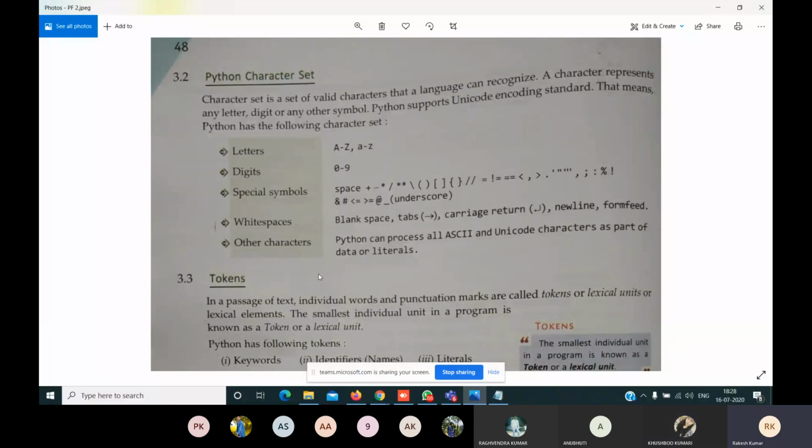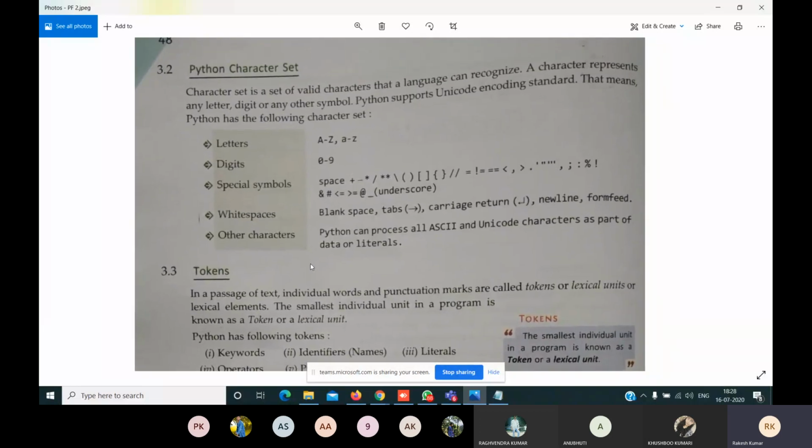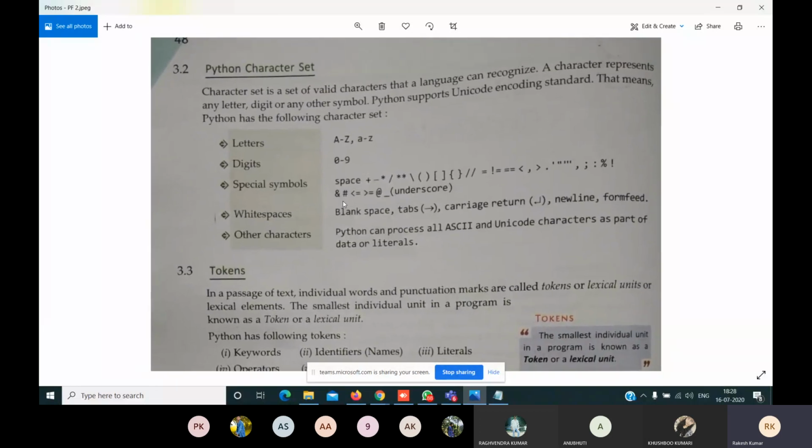Then we move next. Python character set: Python has its own character set using Unicode encoding standards. If someone asks what character set or encoding standard is used in Python, you give the answer Unicode. Unicode means universal codes.